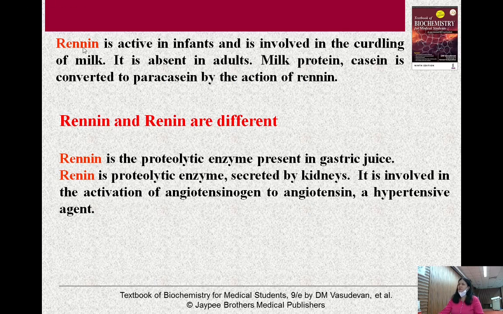So this rennin is absent in adults. Clear? The proteolytic enzyme present in the gastric juice is pepsin in case of adults. In case of children, pepsin as well as rennin is present. Rennin helps in conversion of casein into paracaseinate, and thereby helps in curdling of the milk. On the other hand, renin is actually a hormone, not an enzyme, produced by the kidney, which converts angiotensinogen into angiotensin. Remember this rennin, R-E-N-N-I-N, is absent in adults.